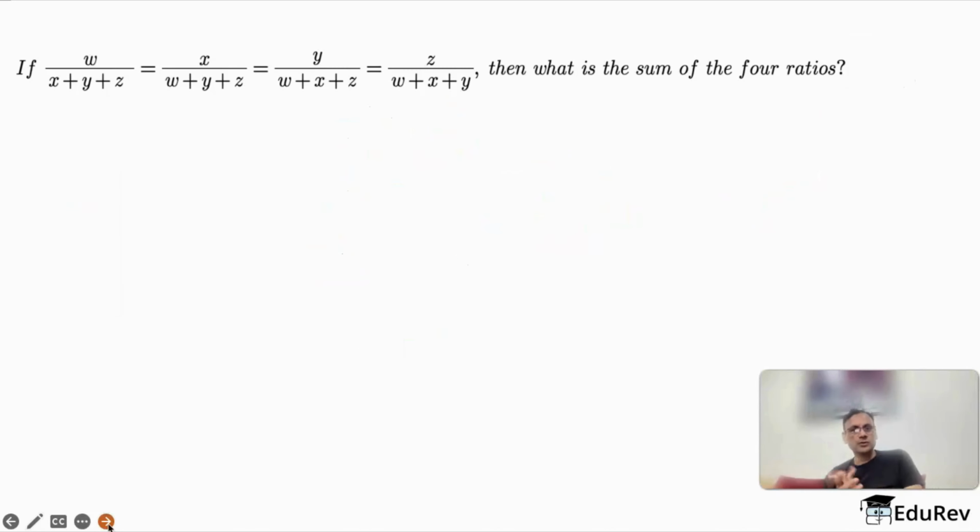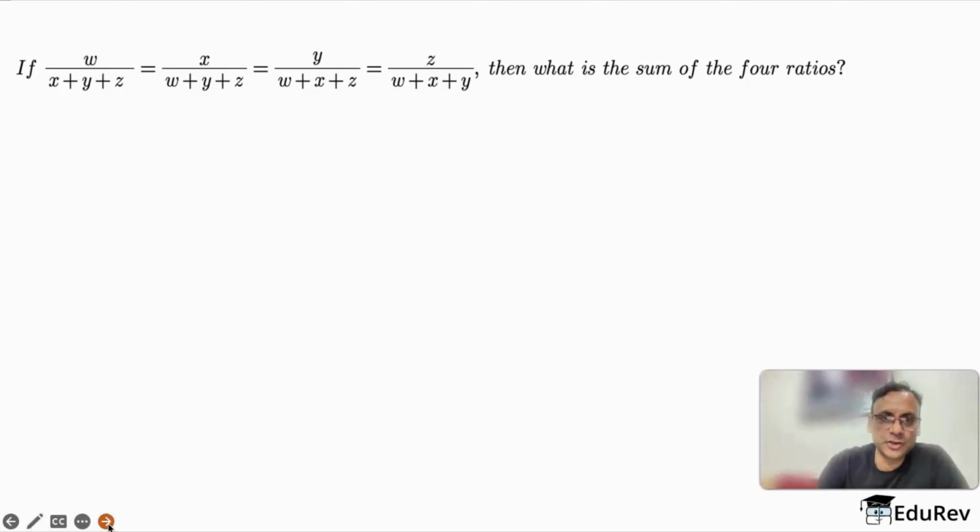Okay, so we'll do one last question here. We have to find the sum of the four ratios. We have w upon x plus y plus z is equal to x upon w plus y plus z, which is equal to, okay. So do you remember the sum property of proportion which we had discussed?